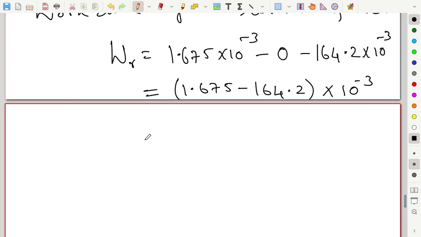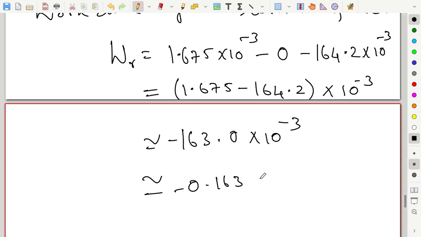So I have already worked this out. So the value is 0.163. Okay, we have to multiply by 10 power minus 3. So actually it is approximately 163.0 into 10 power minus 3. So if we multiply, it will be 0.163 joules. Since this is the work done, the unit is obviously joules. So this is the work done by the resistive force.